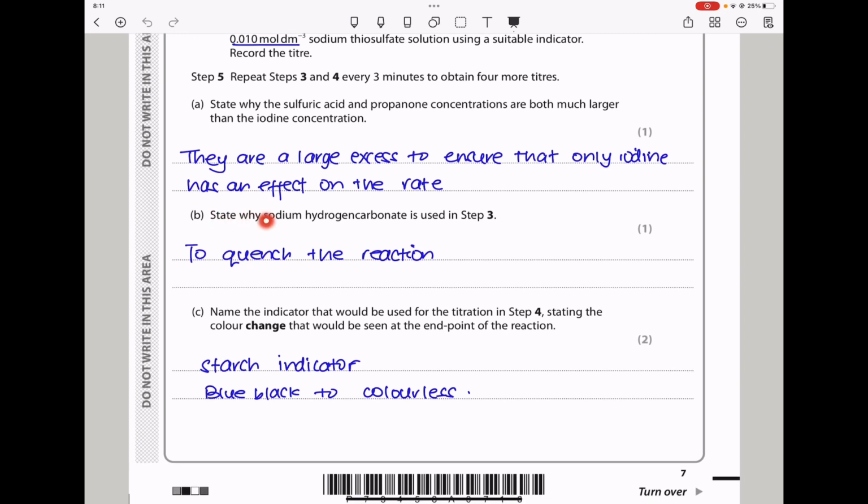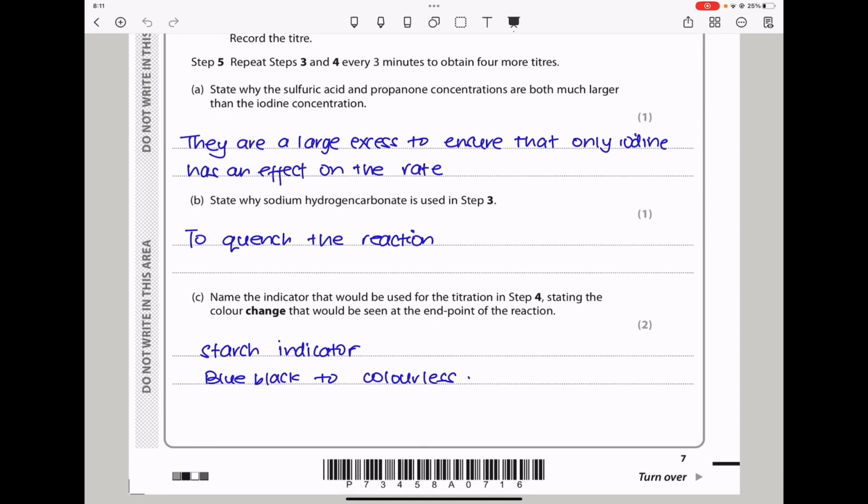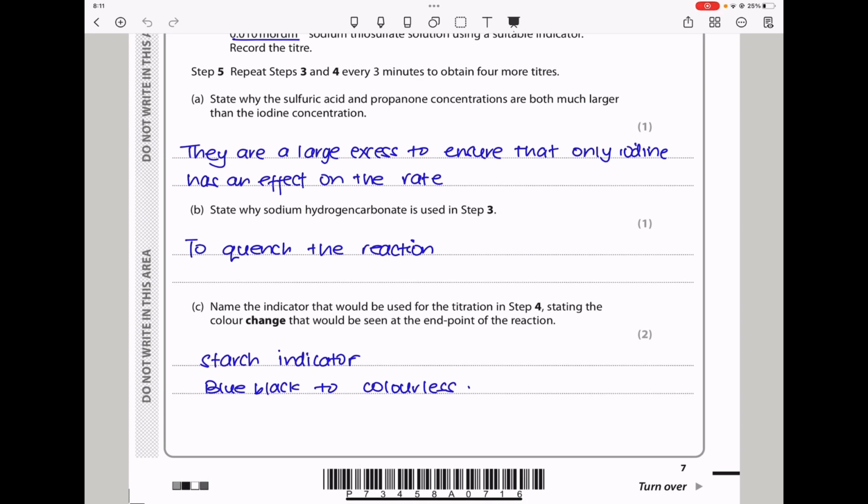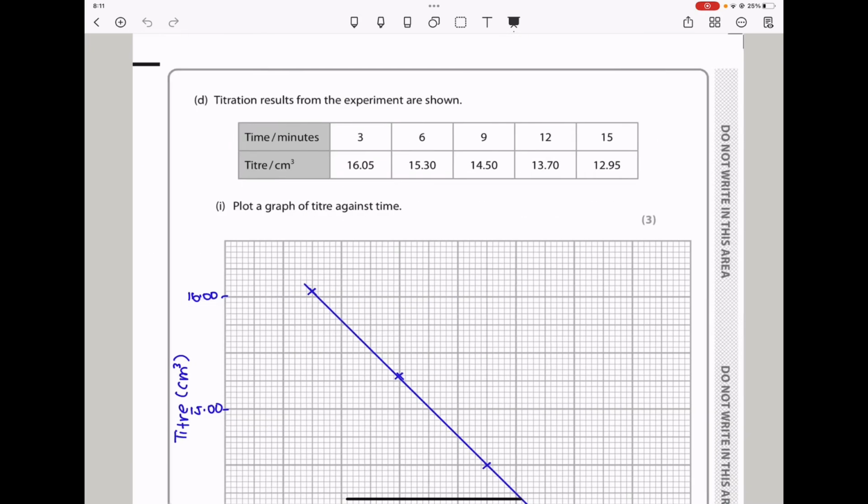In part B, they say state why sodium hydrogen carbonate is used in step 3. Sodium hydrogen carbonate is used as a quenching agent so that the reaction can be stopped before the titration can be carried out. And in part C, they say name the indicator that would be used for the titration in step 4, stating the color change that would be seen at the end point of the reaction. This is going to be starch indicator, and the color changes from blue-black to colorless.